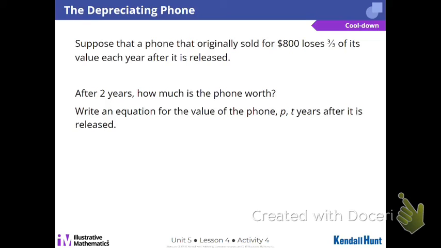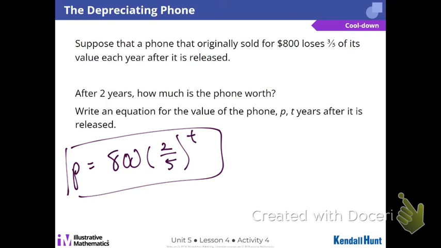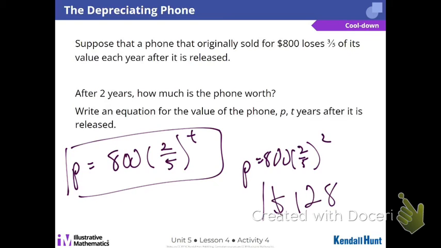There's one really common wrong answer I've been getting today. Here's what I started with. I started with the function 800 times 2/5 to the t. Okay, that's the equation, P equals. And then I said the total is 800 times 2/5 squared. So my calculator, 800, 2 divided by 5 squared, and I got 128.